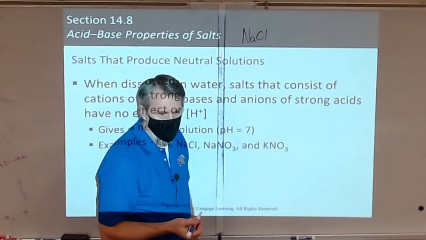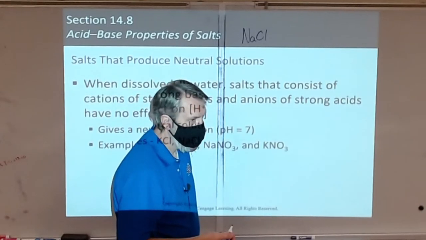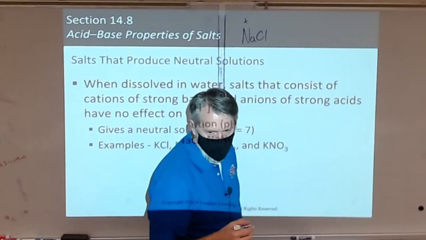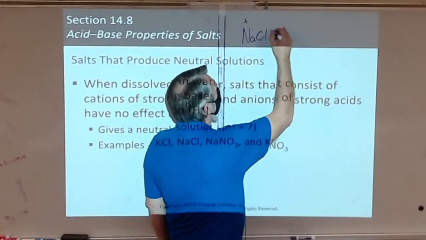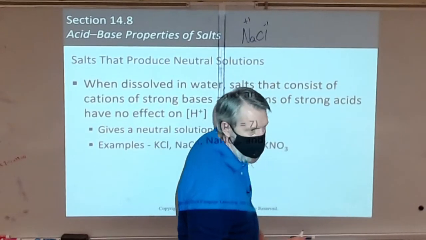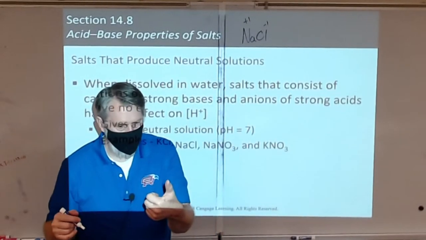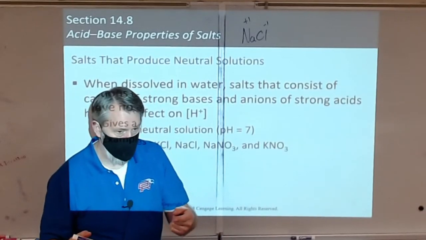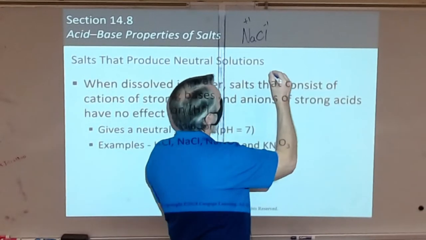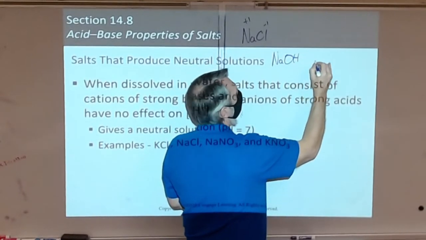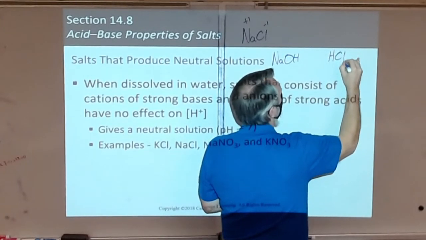My cation is what? Na, right? So this is plus, this is my cation, and my anion is Cl, and so that's going to be minus, right? Minus 1. I'm going to put plus 1 here. All right. I want to make an acid with the anion and a base with the cation. What that means is I'm going to turn this into NaOH and HCl.